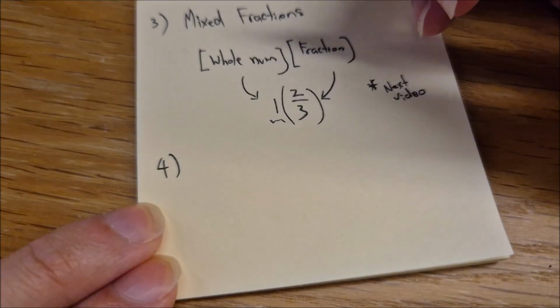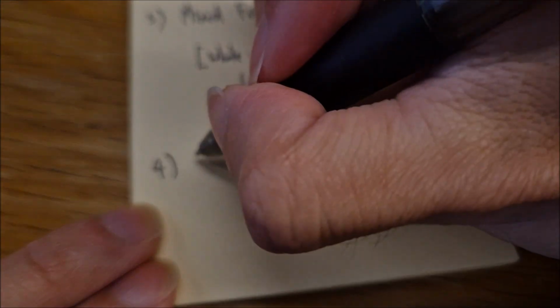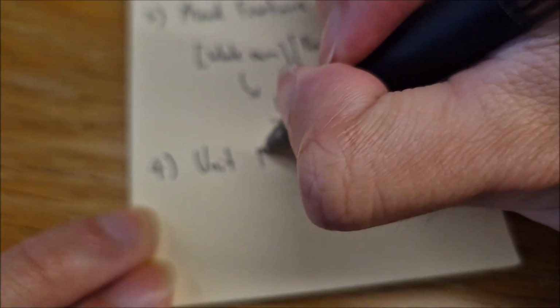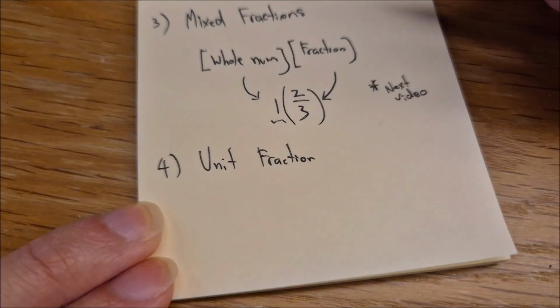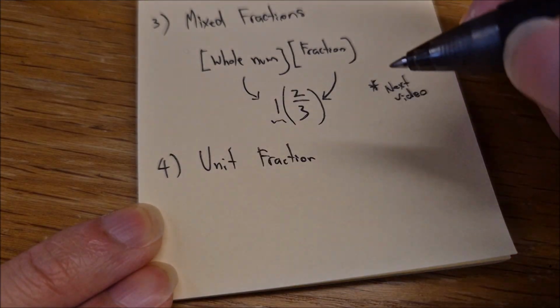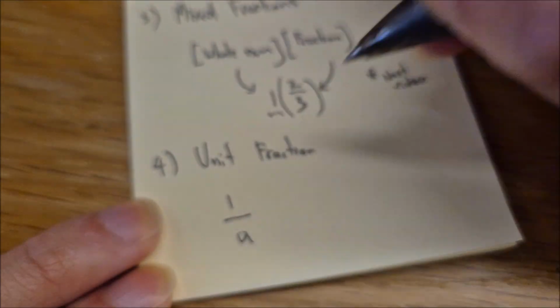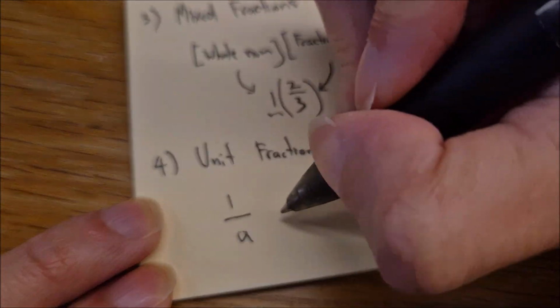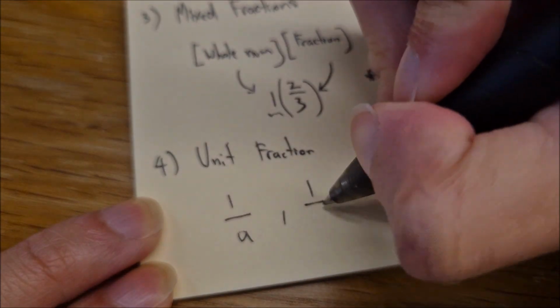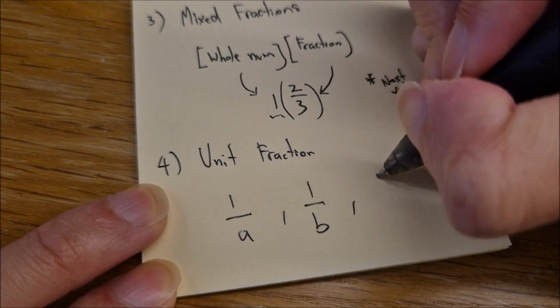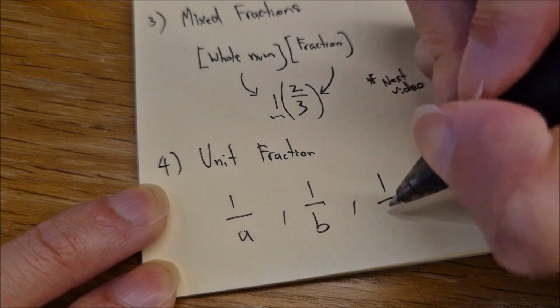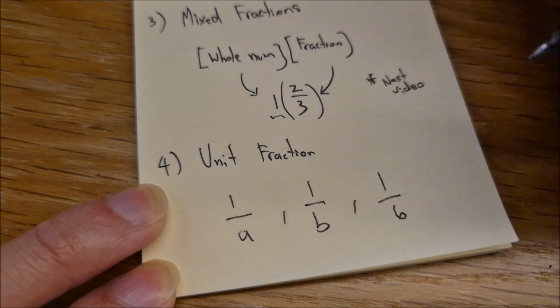Another type of fraction would be the unit fraction. And this is really easy because it's just 1 over any number. So 1 over A, 1 over B, and for example it could be 1/6.